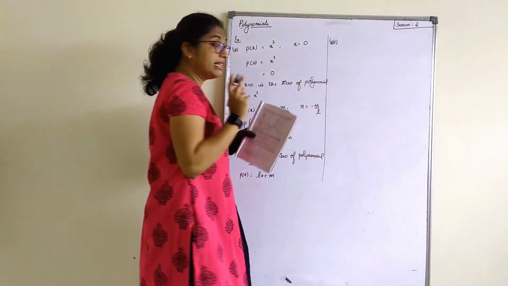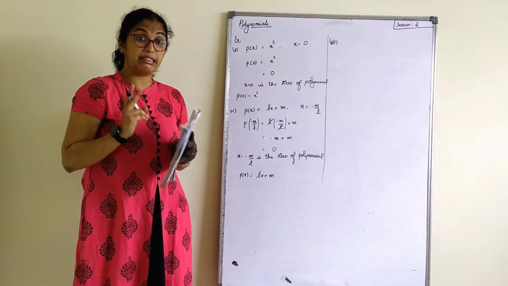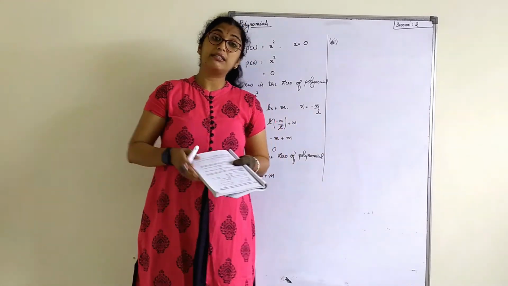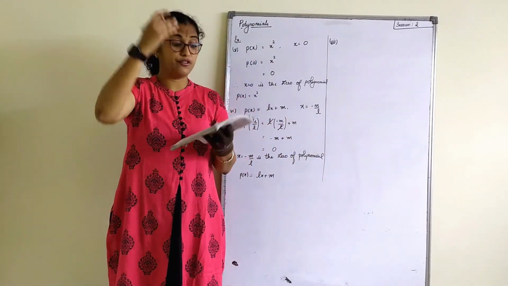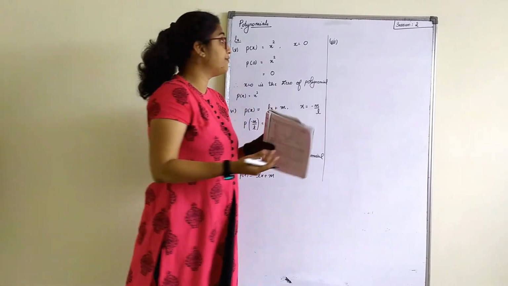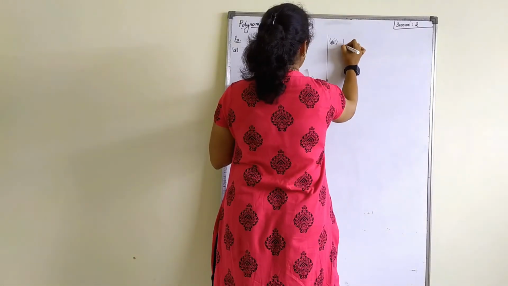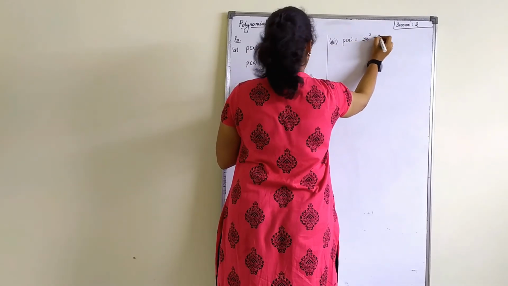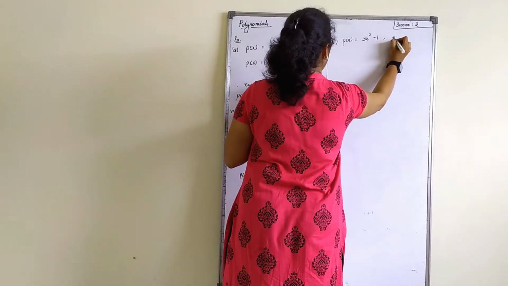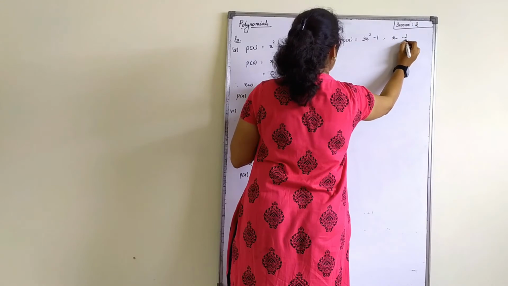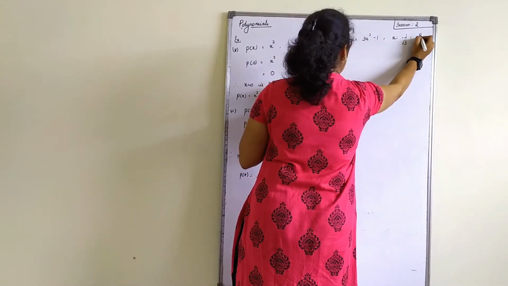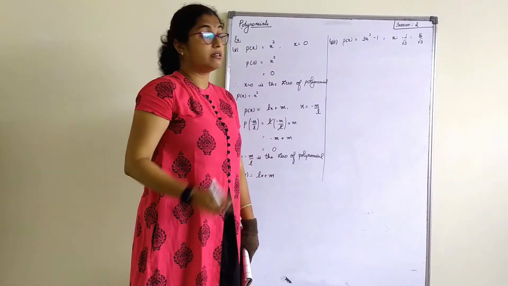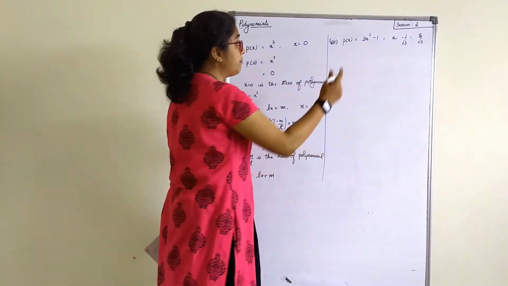Now for the seventh one, they have given two values for x. That means I have to solve it twice, and write the answer for both. First I have to try the first value they have given, and then the next one. So the question is p of x is equal to 3x square minus 1, where the x values are minus 1 by root 3 and 2 by root 3. So let's first start with x as minus 1 by root 3.